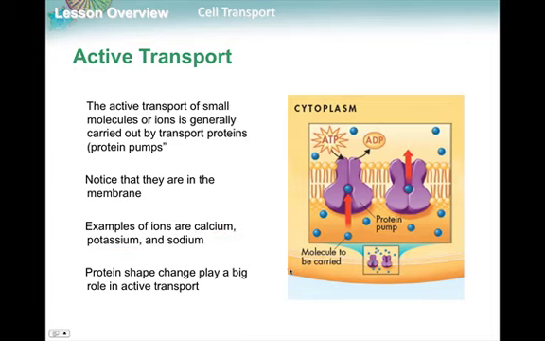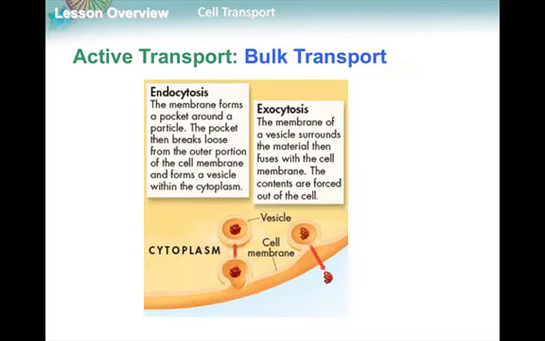One of the key things about active transport is that we're going to have things move from low concentrations to high concentrations. And that's important because it's opposite of diffusion. So anytime your cell needs things to move against a concentration gradient, it'll have to use active transport, and it's going to have to use energy.